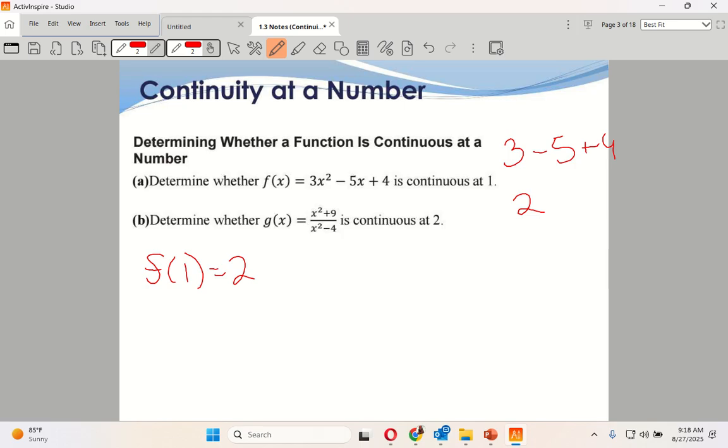So, can I plug in 2? Why is it going to be undefined? Okay, so that would give me 0 in the denominator, right? So on this graph right here, I'm going to have x squared plus 9 over x plus 2, x minus 2.